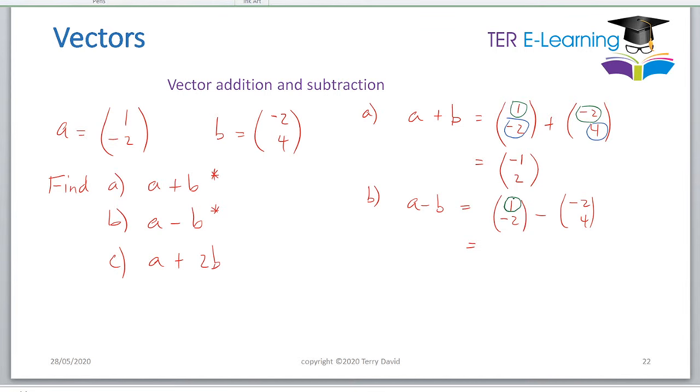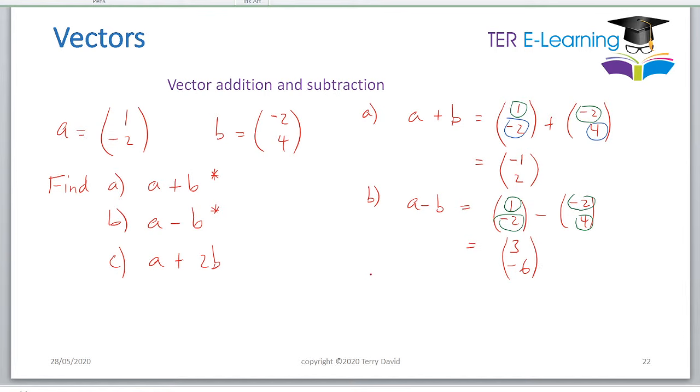So I'm going to subtract corresponding values. So this is 1, and I'm going to subtract minus 2. So 1 minus minus 2 is the same as saying 1 plus 2, right? So that will give me 3 on top. Then we need to work out the bottom piece. So we're going to say minus 2 minus 4. Minus 2 minus 4 is actually minus 6. So this is minus 6 here. So this is my answer for a minus b.